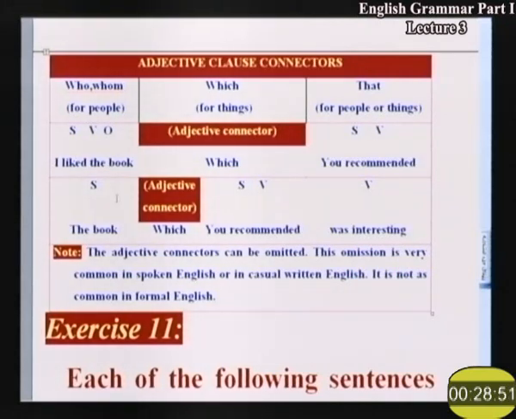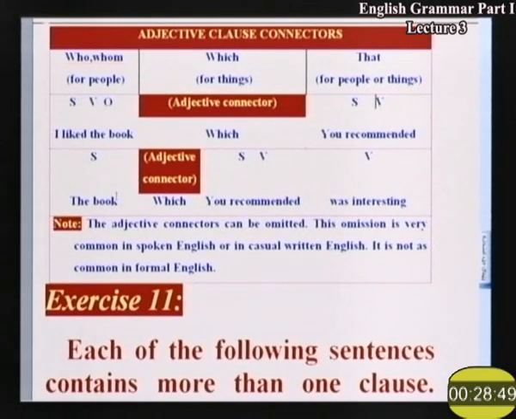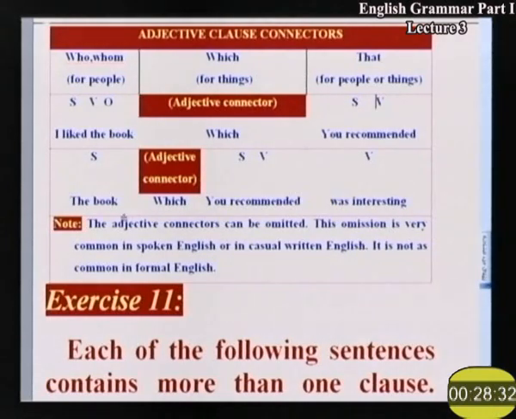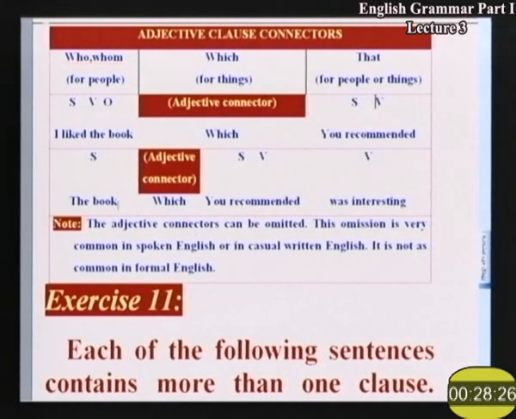Okay? Let's look at the next sentence. The book is the subject, which you recommended, adjective connector, subject and verb, was interesting. So the main clause, or the main sentence, is the book was interesting. Which you recommended is an adjective clause which describes the word book.